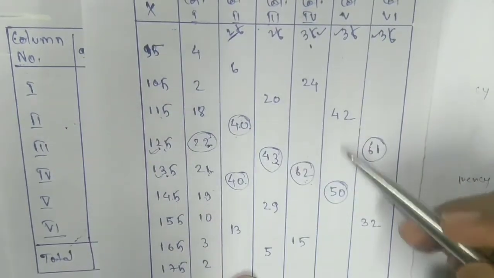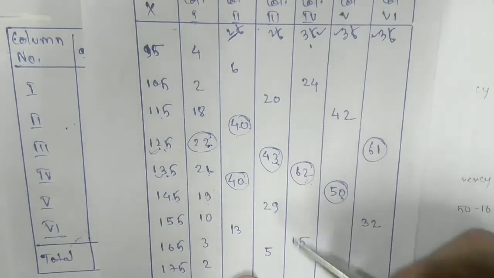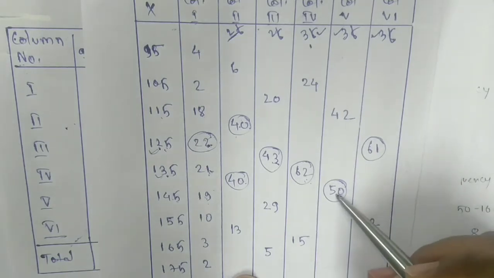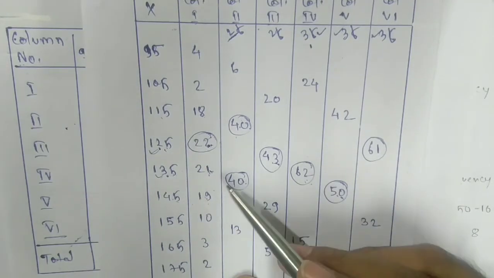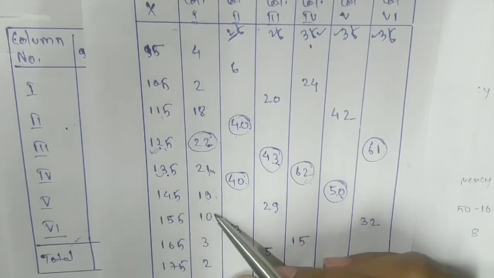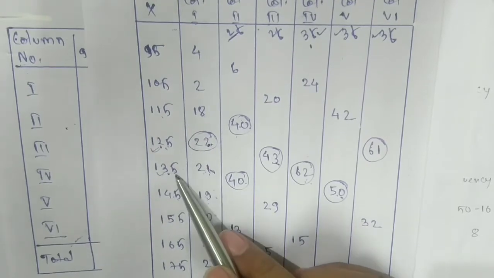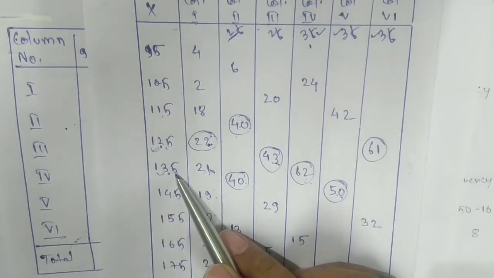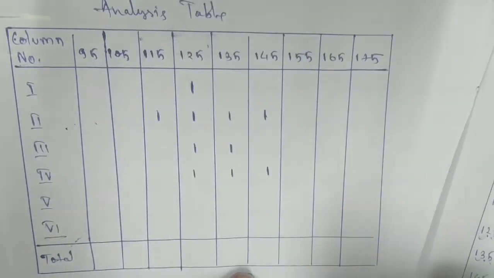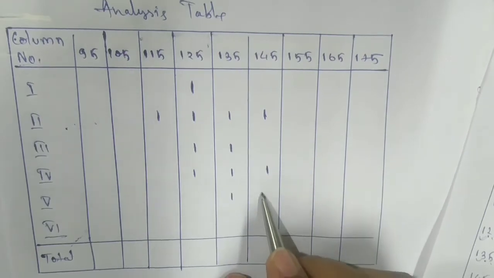Let's proceed for column number third, leaving the top. Okay, now we have 50. So by adding which three frequency we are getting 50. So 50 we are getting by adding 21, 19 and 10. Starting 21, corresponding to 21, what we have? 135, 145, 155. Column fifth, that is 135, 145, 155.